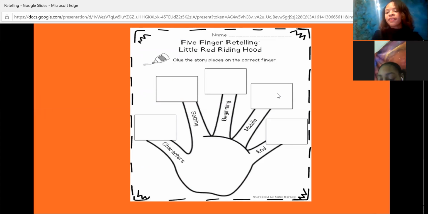And this is how your page should look like this. So remember, drawing a picture for each of these for the Little Red Riding Hood. You need to be looking back over notes, or you can phone a friend. You need to be writing down the characters that were in the book. Where did it take place? What happened in the beginning, the middle, and the end? And you have 3 minutes to do this.